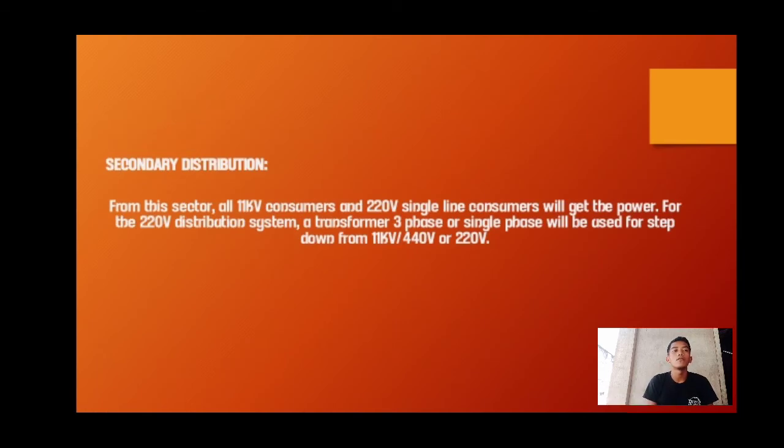Secondary distribution. From this sector, all 11 kV consumers and 220 volt single-phase consumers will get their power. For the 220 volt distribution system, a three-phase or single-phase transformer will be used to step down from 11 kV to 400 volts or 220 volts.